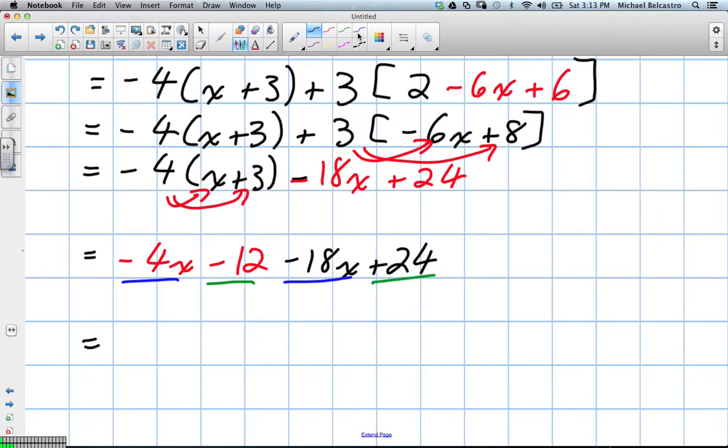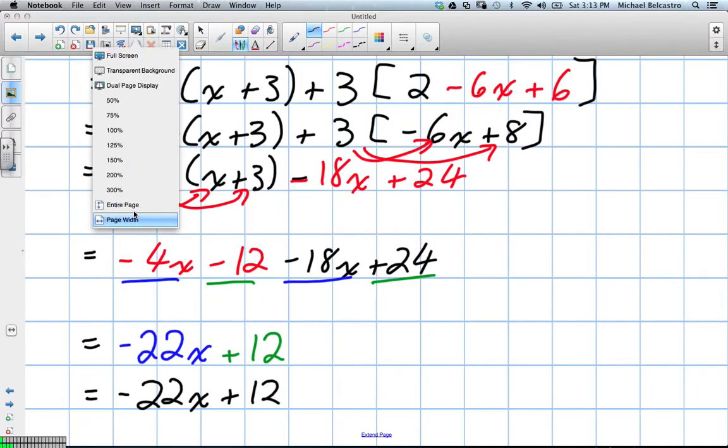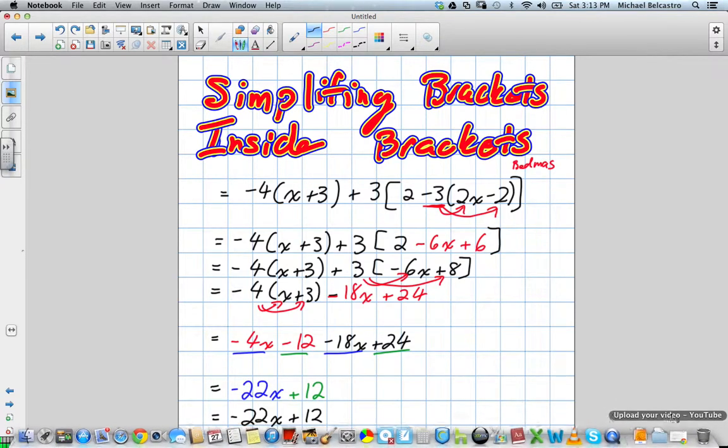What is -4x minus 18x? -4x minus 18x would be -22x. Yes, that's right. Good. That's a tough one to do in your head. And then -12 plus 24 is 12. Good. Can we simplify these any further? So our final answer, it's identical to above, I'm just writing in black, is -22x plus 12. Tough one to organize. Quite a few things in there, but it can be done, right?